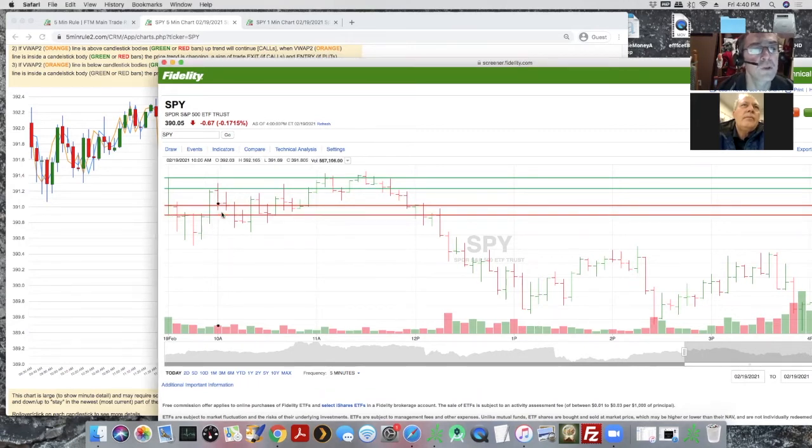Okay, so this candle, because I saw that it didn't break above the green, I got in short. I rode it down a little bit. Beautiful. Yeah, that would have been fine.